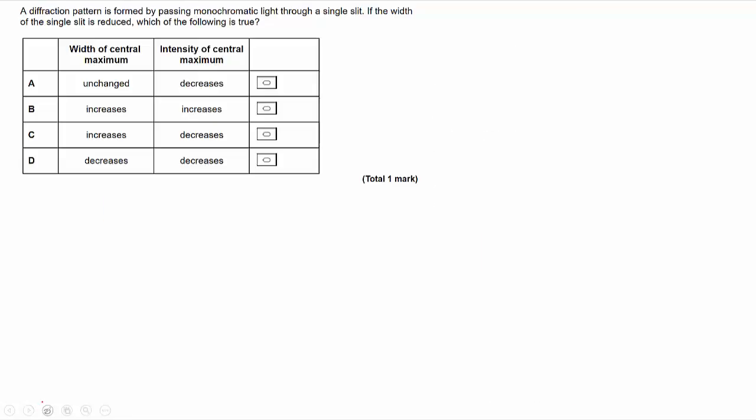Right, next question. We'll skip to the question and read it first. So pause the video, read the question. A diffraction pattern is formed by passing monochromatic light through a single slit. If the width of the slit is reduced, which of the following is true?